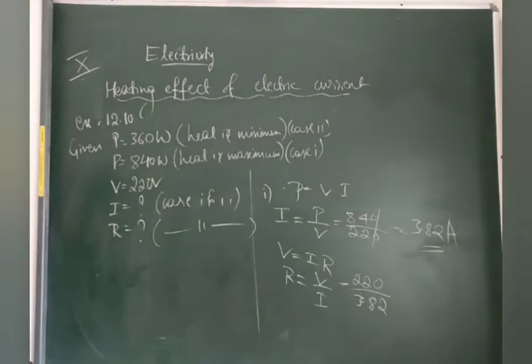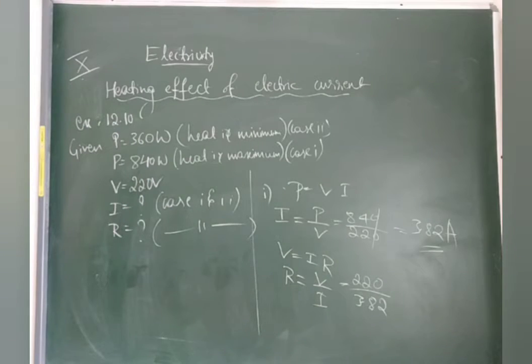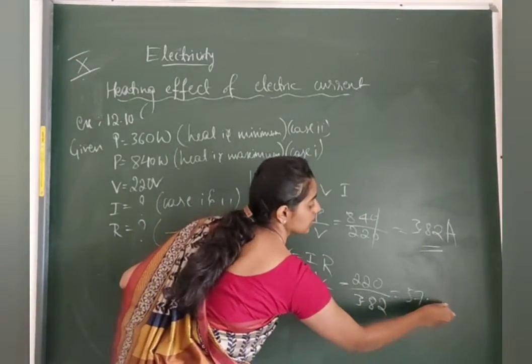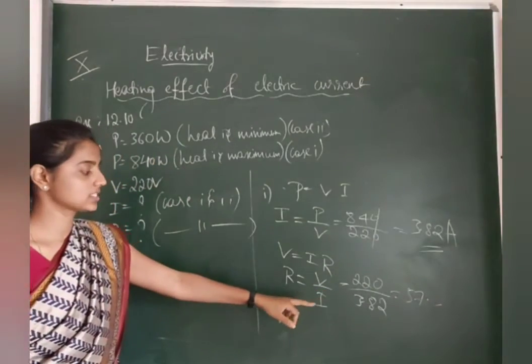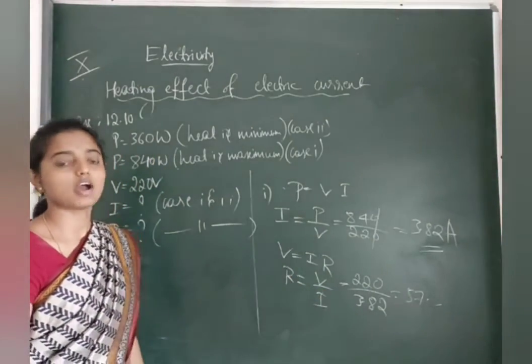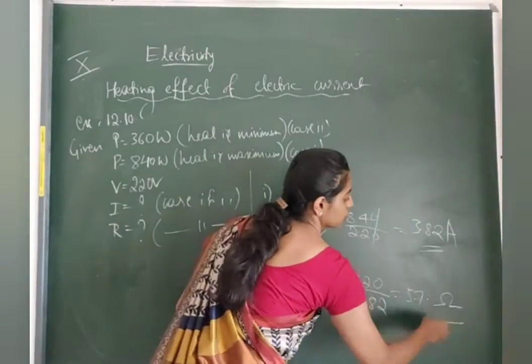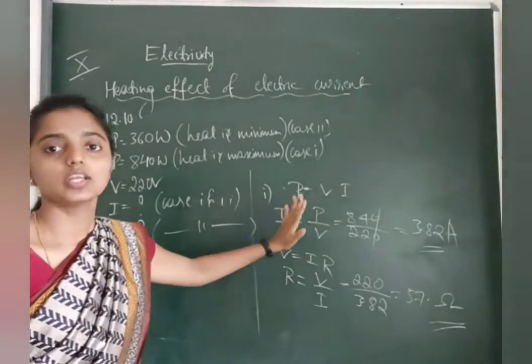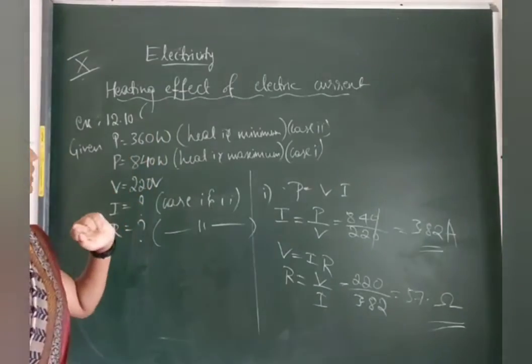3.82. Now calculate 220 divided by 3.82 and see how much you will get. So we will get approximately some 57 point some value, and calculate and see to that. And what is the SI unit of R? That is nothing but ohm. So this is the answer. This is how you need to solve. Okay, now we solved case 1. In a similar way, solve this for case 2.